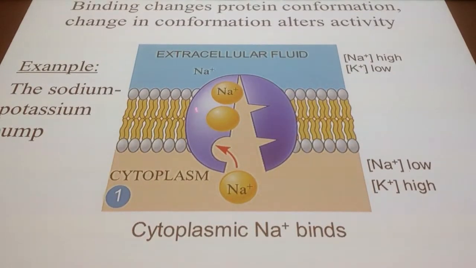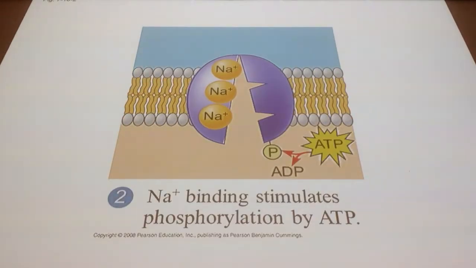Right? When one sodium molecule binds, not much happens. When the next sodium molecule binds, not much happens. When the third sodium molecule binds, that causes conformational change, right? Conformation of what? Of that protein, whereby it is recognized by the enzyme that catalyzes phosphorylation, which is called a kinase. A kinase is an enzyme that catalyzes phosphorylation.